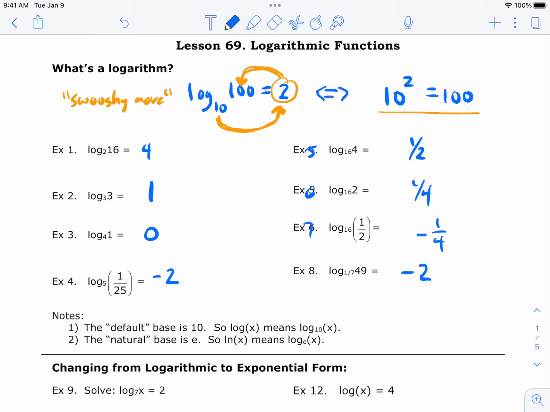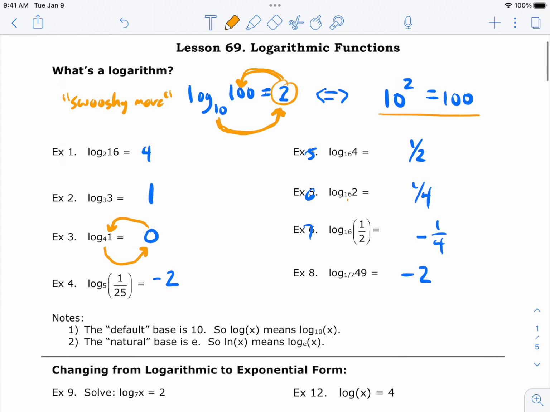Okay, so that's the basic way to read or work with or evaluate a logarithm. It's all about the swooshy move. 4 to the 0 power equals 1, and so on.